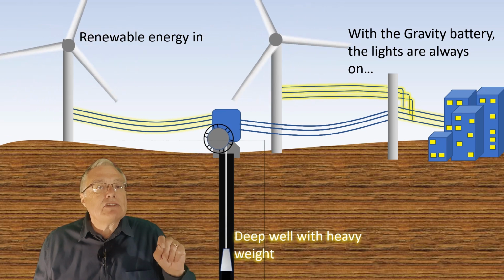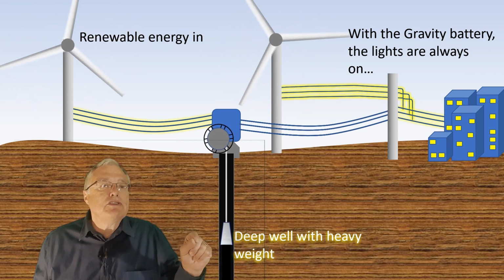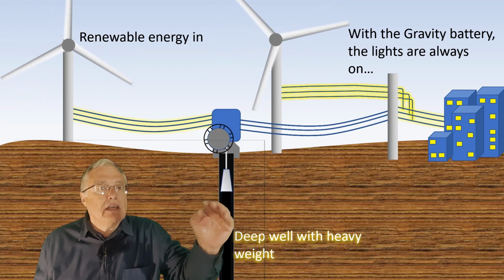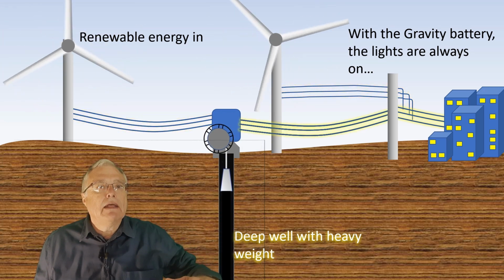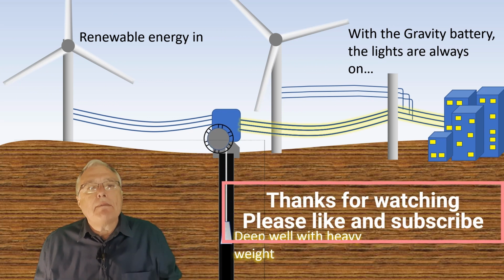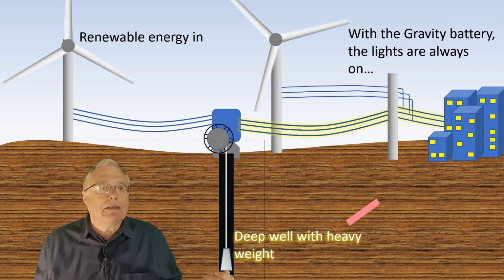Later, when the sun stops shining or the wind stops blowing, the weight that was raised by the extra energy is released in a controlled way, driving a generator to generate electricity in the absence of any renewables coming in.